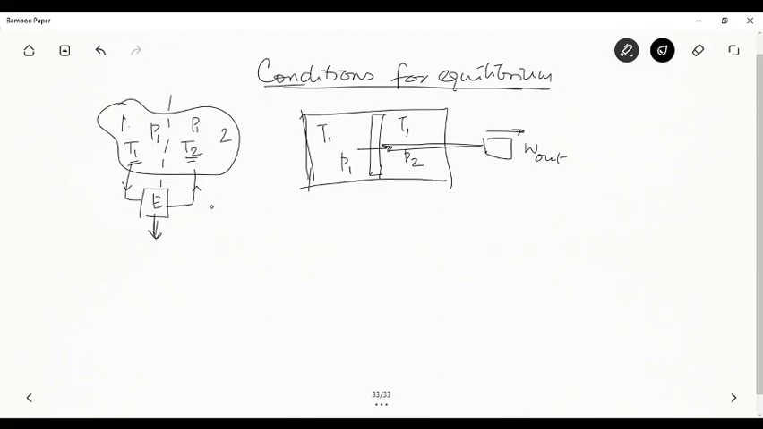Right? So P1 has to be equal to P2 in order that there is no net work coming. So the system then stays at the given conditions. Temperature equality and pressure equality is something that we understand. So this is thermal equilibrium when T1 equals T2, and there is mechanical equilibrium when P1 equals P2.